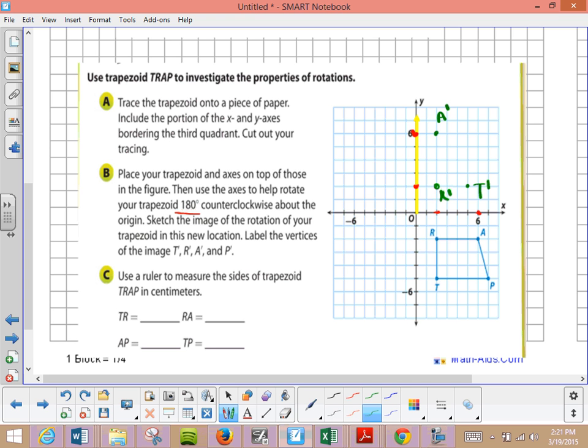I hope you're doing that in your book. And then what about P? 5, but from the 7, right? From the 7. And that is P prime. Look, it's off. So now that I have that, I can trace it to see if I did it correctly.